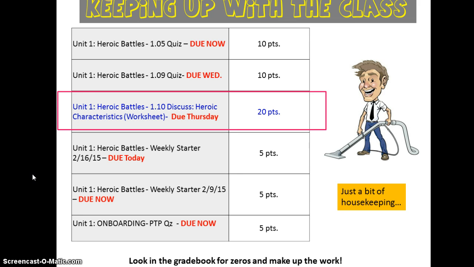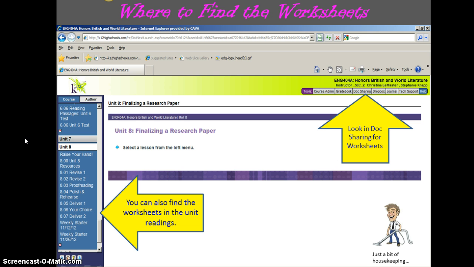Sorry that it says 2/16, but it will be due Tuesday, 2/17. And then you should have already done the weekly starter from 2/9 and the onboarding phrase that pays quiz that is extra credit. I still really want you to watch onboarding to make sure you understand the course. So just so you know, you can still do these if you have not completed them for full credit. So now's the time to get caught up if you're behind so that you don't get to a point where you're completely overwhelmed.